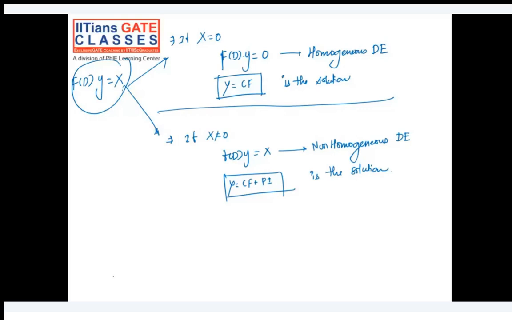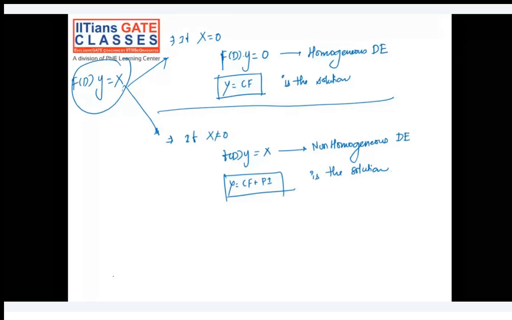So at this point, we just know what CF and what PI is. How to calculate CF, how to calculate PI, we don't know. First, we'll start with the CF. Means we'll focus only on, first of all, the homogeneous differential equation, f of D into y equal to 0. This kind of equation, where we don't have anything on the right hand side. So write down the heading: procedure to calculate CF. First we'll focus only on CF, that is homogeneous, which is basically required in both homogeneous as well as non-homogeneous.